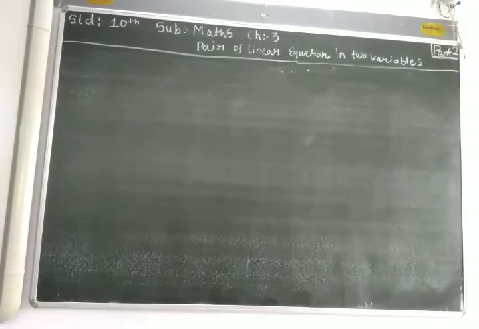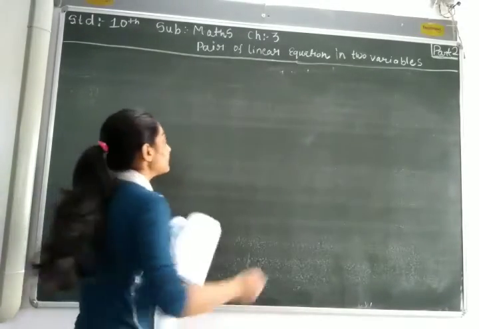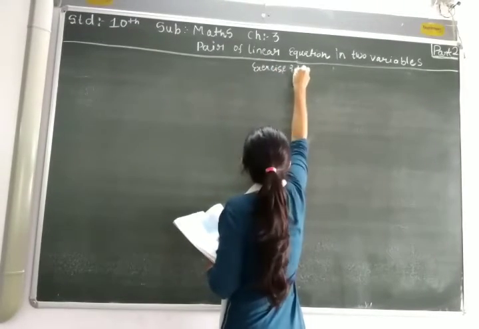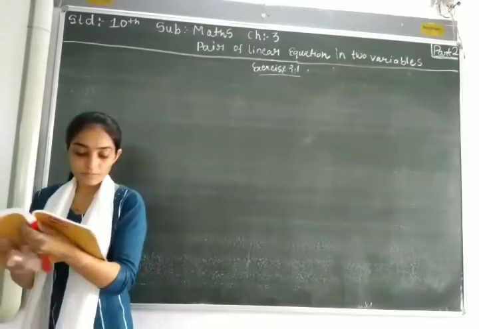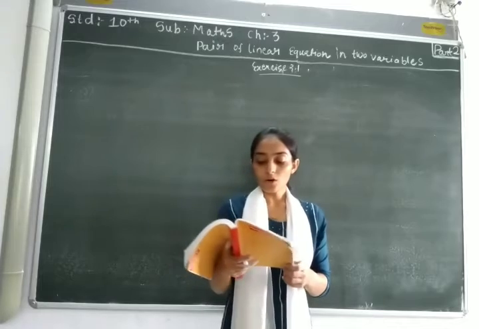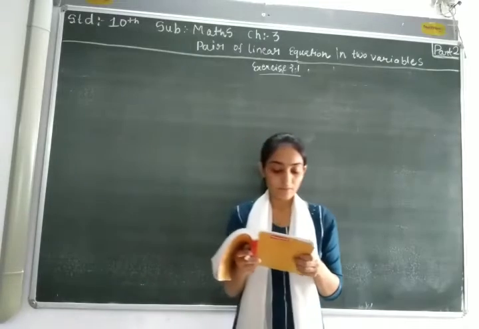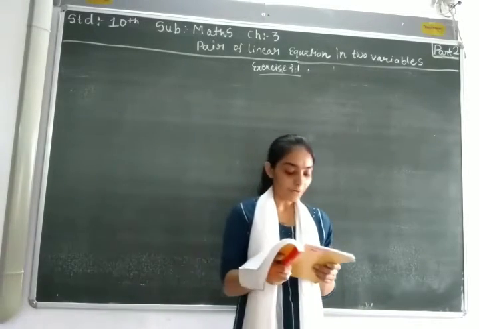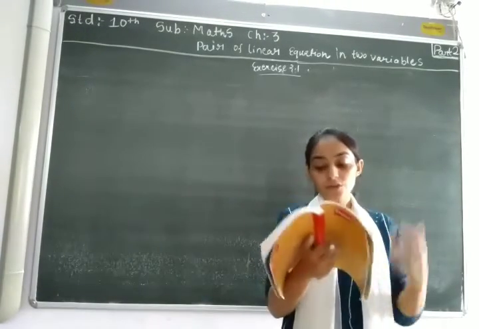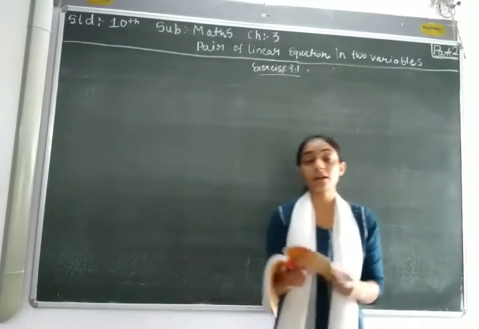Take questions from your exercise 3.1. The question says, Aftab tells his daughter, 7 years ago I was 7 times as old as you were then. Also, 3 years from now, I shall be 3 times as old as you will be. So, represent this situation algebraically and graphically.